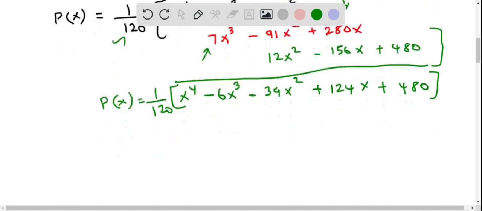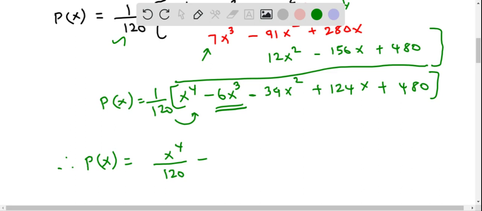We will now multiply this 1 by 120 with all the terms inside the brackets, so that we can write p of x in descending form. So p of x equals 1 by 120 times x power 4, which we write as x power 4 divided by 120. Then we multiply negative 6x cubed with 1 by 120. When you multiply negative 6 with 1 by 120, we can reduce that, and it reduces to negative 1 by 20. So it's negative 1 by 20 x cubed, which I can write as negative x cubed divided by 20.